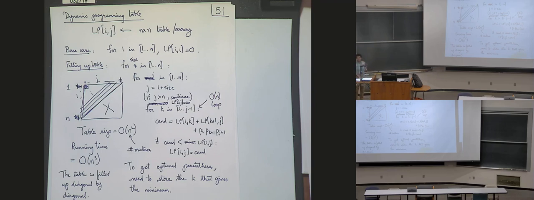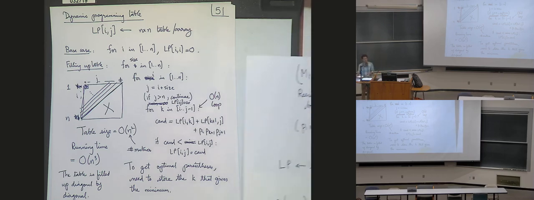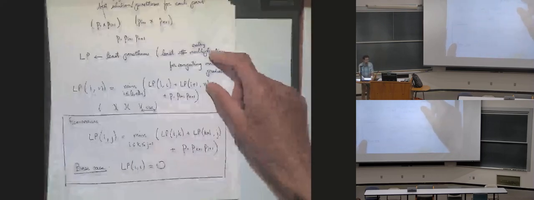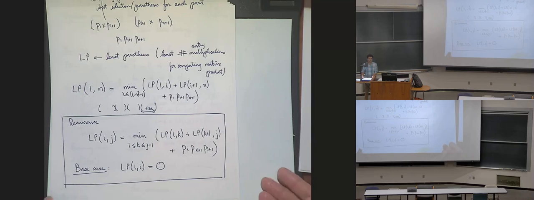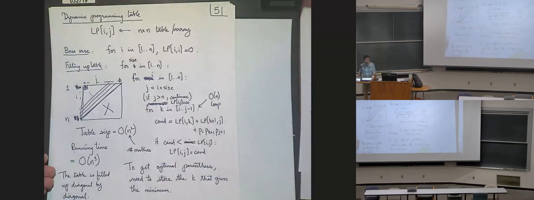Question? Sorry, can you clarify what you're referring to? Is this something I'm looking for in the homework, or just in general? This is how to solve the homeworks, how you should write down your solution for the homeworks. But in general, if you're explaining a dynamic program to someone, this is sort of how you would do it. You say, here's my recurrence, and then here's how I'd fill up the table.